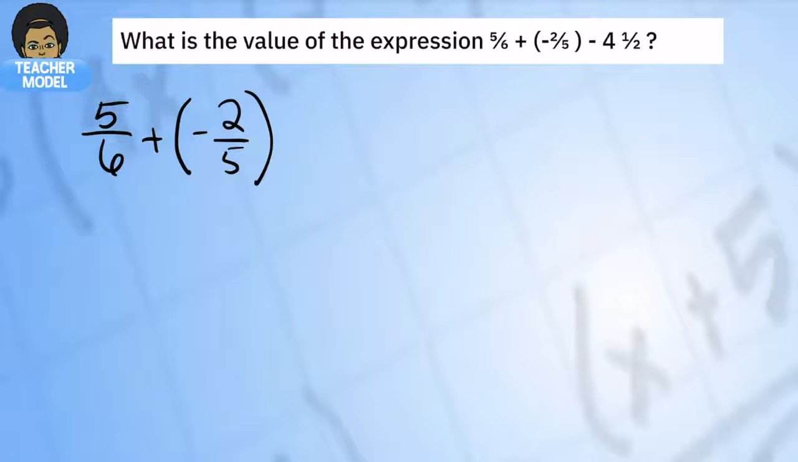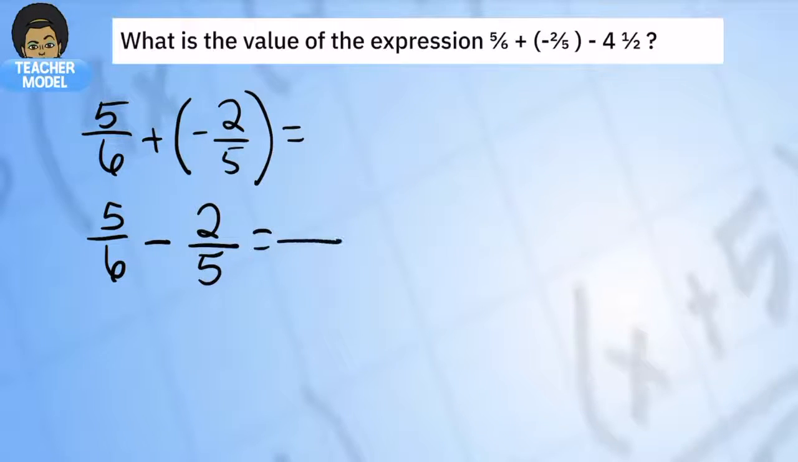We know that our final answer here, we have positive and negative, so we're going to have to rewrite this as a subtraction problem. We know we're going to find the difference between these two numbers. So it's kind of like the opposite of additive inverse. We're going to do the negative. So 5/6 minus 2/5. So the opposite of negative 2/5 is just a positive 2/5.